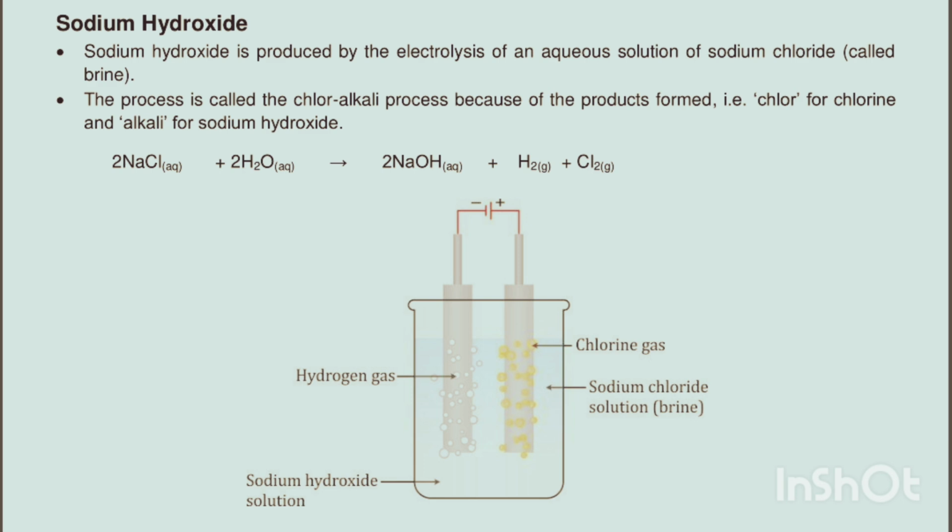See here, NaCl is sodium chloride, and we are mixing it with water. When we pass electricity through it, what happens? Sodium ions will go and attach with the hydroxide ions and form NaOH, that is sodium hydroxide, with the liberation of hydrogen gas as well as chlorine gas. Here both the gases are getting liberated, that is hydrogen gas as well as chlorine gas.